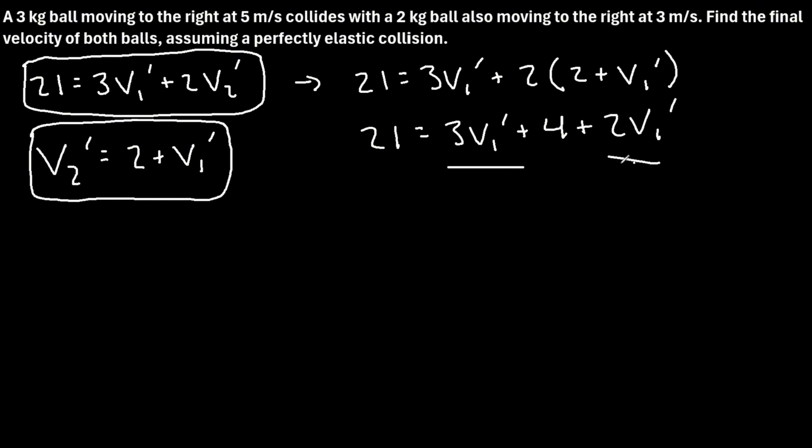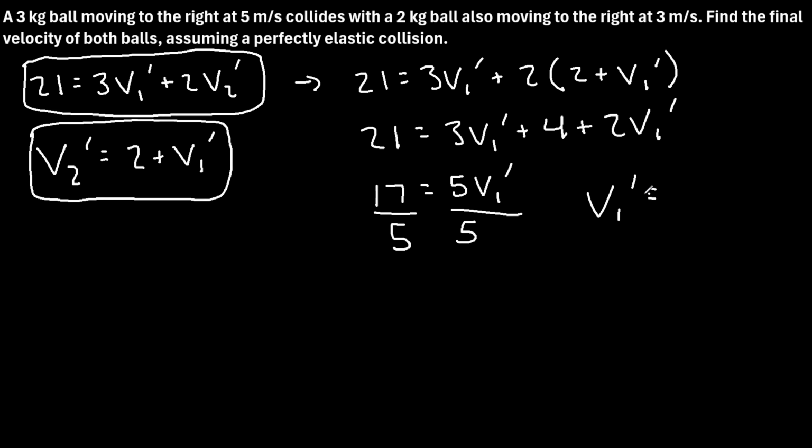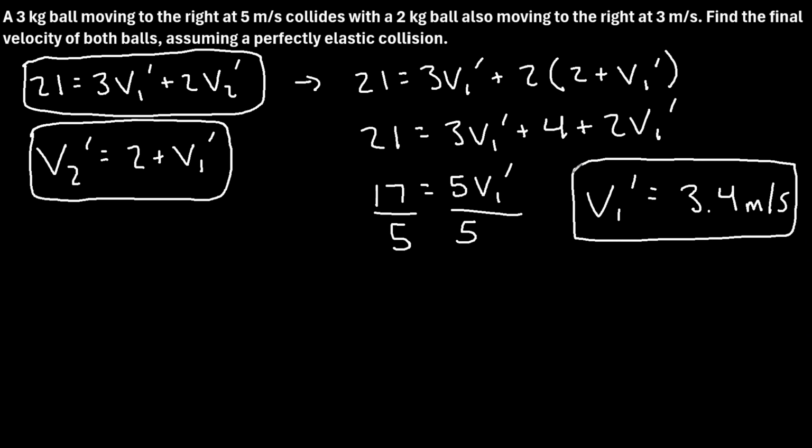We'll combine the like terms, and let's subtract the 4 from this side. So we get 17 is equal to 5 times v1 prime. To solve for v1 prime, we'll divide both sides by 5. So we find that v1 prime is equal to 17 divided by 5, that's 3.4 meters per second, since we're talking about velocity. This is the final velocity of the first ball after the collision.